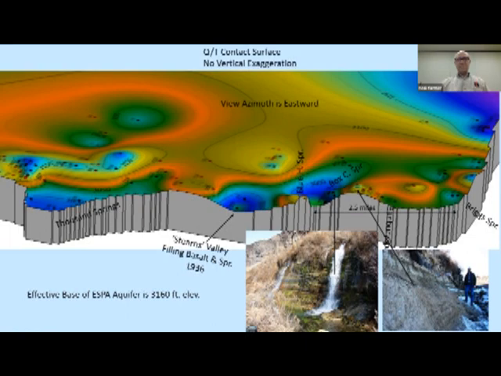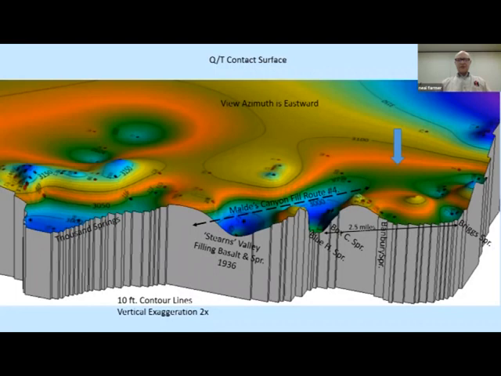But this plot is 2x vertical exaggeration, and we'll take a look at, here's Harold Malde's canyon filling route number 4, which matches our modeling efforts of the low QT contact. And also, this is about 2.5 miles distance between Banbury Spring and Blue Heart Spring, just for some scale. We're again looking to the east. But I wanted to point out this area in here where you see kind of a flat area along with some rises in that QT contact.